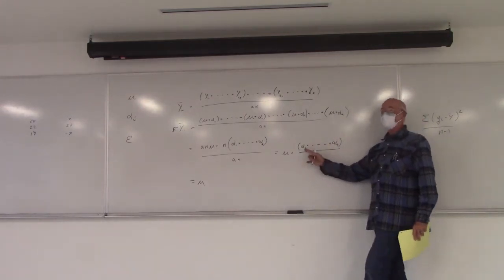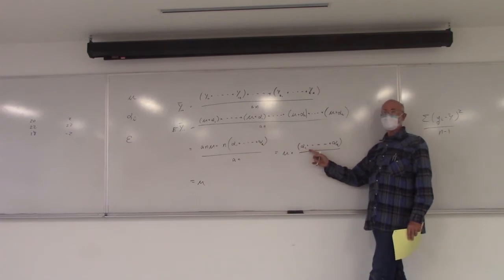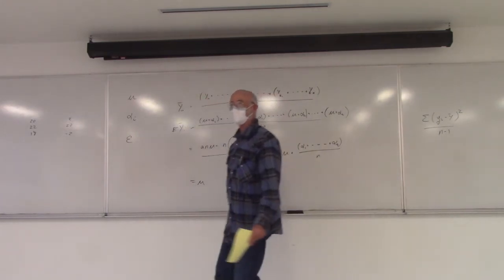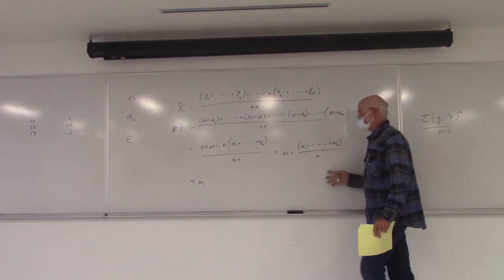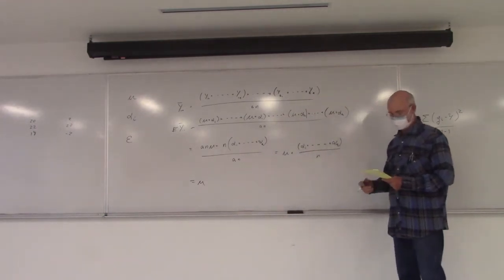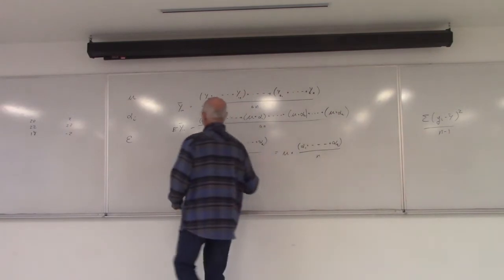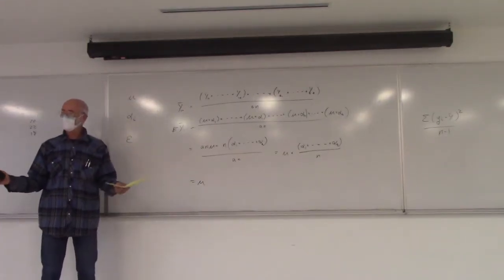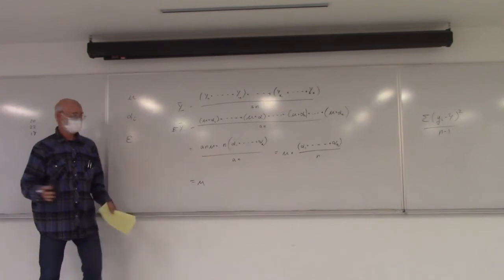Because some of those are going to be positive and some of them are going to be negative. All of the alphas taken together are equal to 0. Okay? So all of that part adds up to 0, which means I end up with mu. And then finally, it's just playing around with the rules of expectation and variance is all.